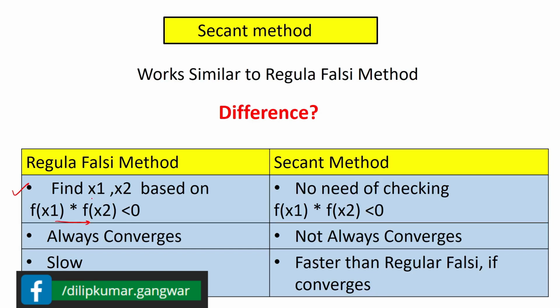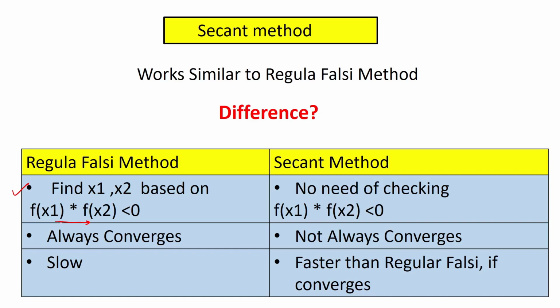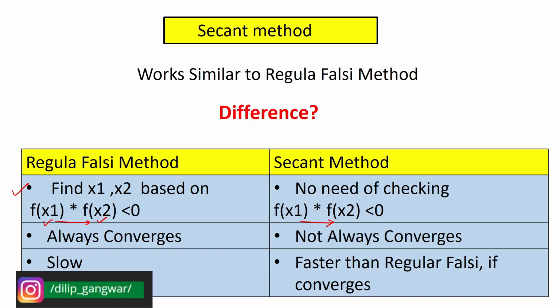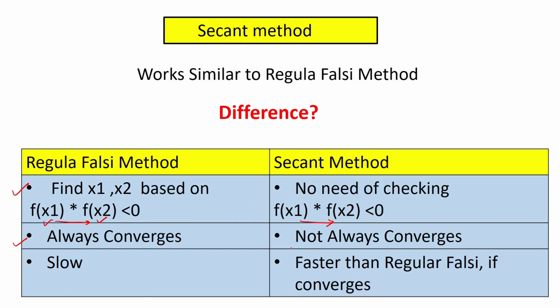We have to choose x1 and x2 such that f of x1 and f of x2 are of opposite sign. But in the secant method, there is no need to check this condition. That is, x1 and x2 can be anything. We need not check this opposite sign condition. The second difference is that the regula falsi method always converges. But in the secant method, it is not guaranteed that it will always converge. It can diverge also in some cases.